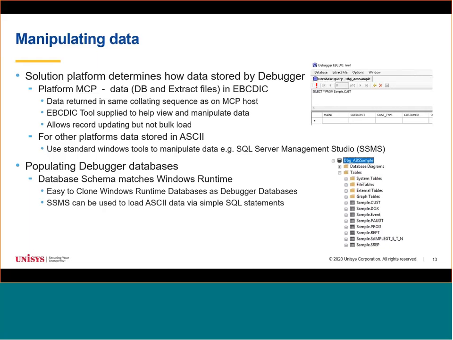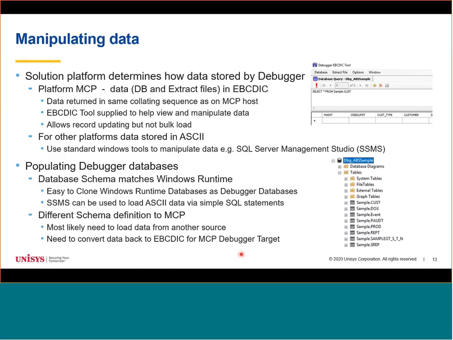And when you're using a database that's in ASCII, then you can use the SQL Server Management Studio types of tools and just use simple SQL statements to populate data. However, the big difference here is that the Windows runtime database, i.e. the one that's used by Debugger, has a schema definition that is different to what you'll see on MCP. Not the business data, but the naming conventions that are used inside that database.